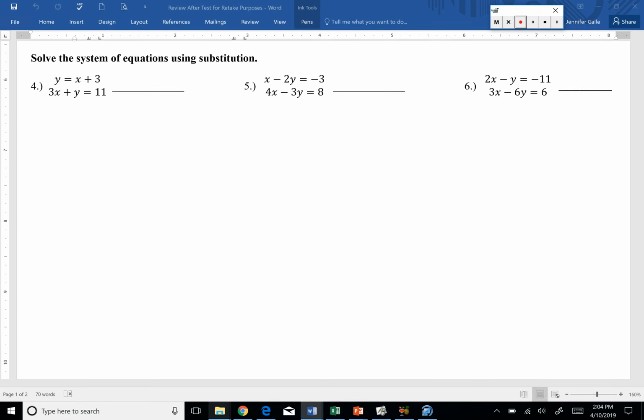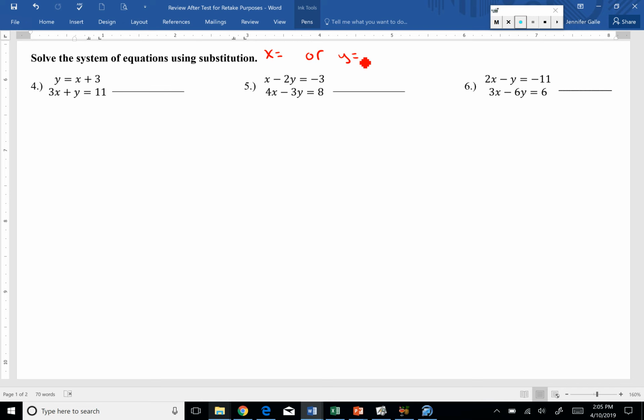All right, today we're going to be looking at substitution. So the idea with substitution is we need to have either an x equals or a y equals in order to use substitution. Some of you on the test were just circling like a 3x and putting it in the other equation.